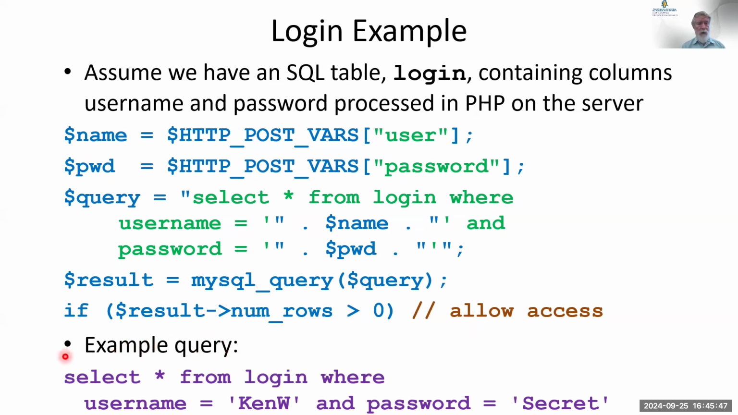And so here's an example query. So select star, give me everything from login where username equals quote can W and password equals quote secret. And again, the quotes are in there because we put the quotes in the character string. Good enough. Pretty simple. Login.